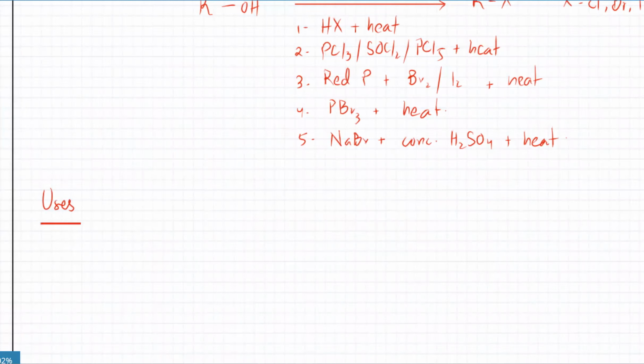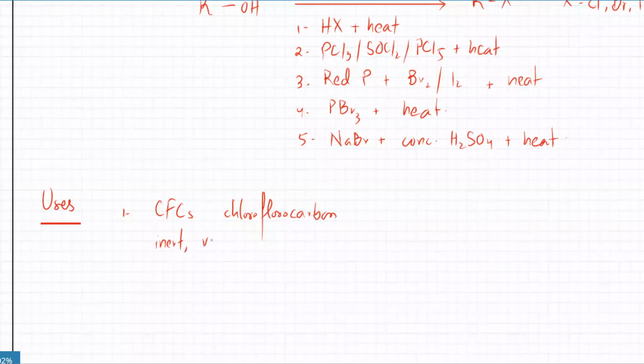Some of the uses of halogenoalkanes: number one, they're used in CFCs, which are chlorofluorocarbons. These are inert, volatile, and unreactive, low boiling point liquids. And they're used as refrigerants. You've studied CFCs in O levels as well.